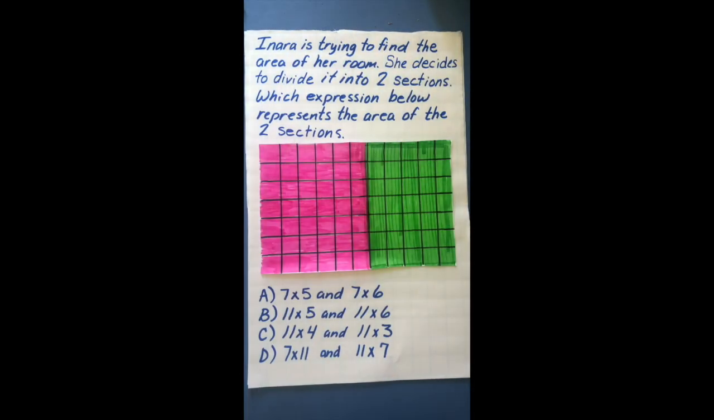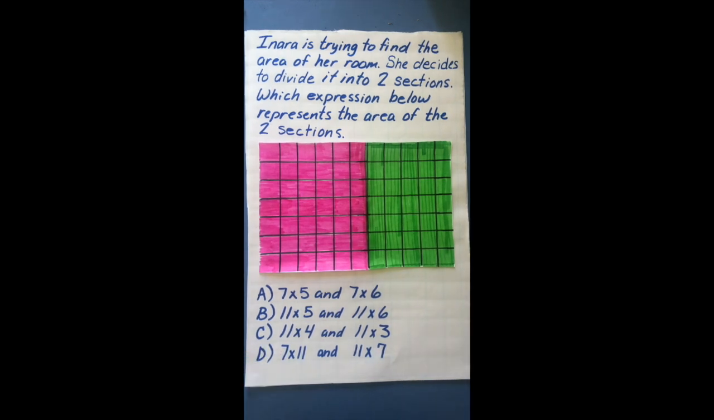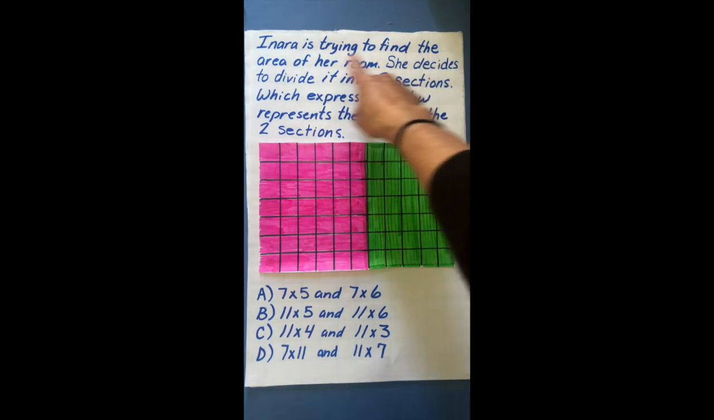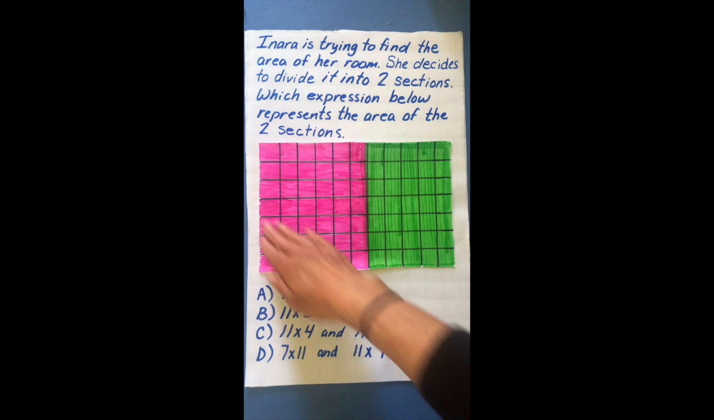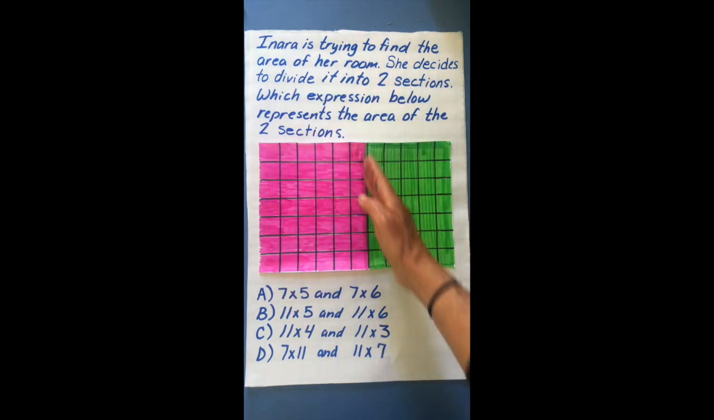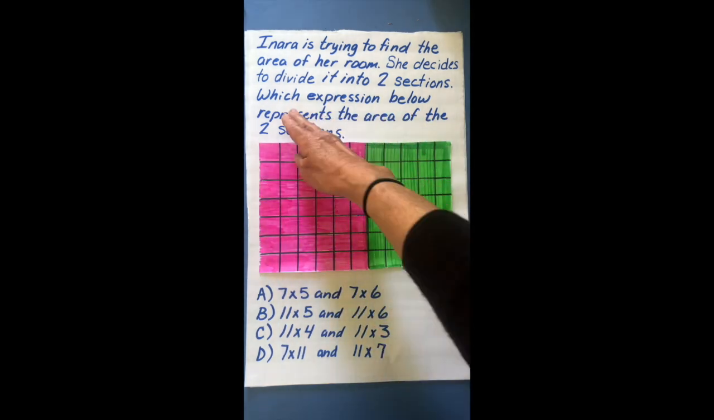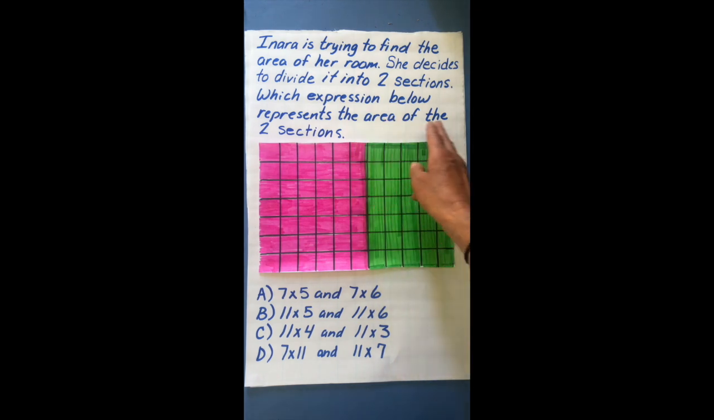The next question is frighteningly long. Okay? So when they're frighteningly long like this, you want to try to figure out what the question is asking. So Anara is trying to find the area of her room. So this would be her room. She decides to divide it into 2 sections. Okay, she's got a pink section and a green section. Which expression below represents the area of the 2 sections?